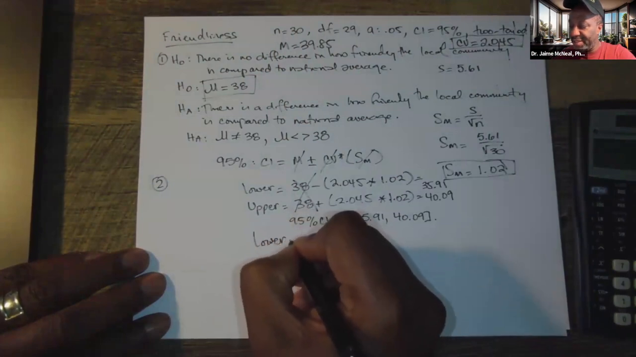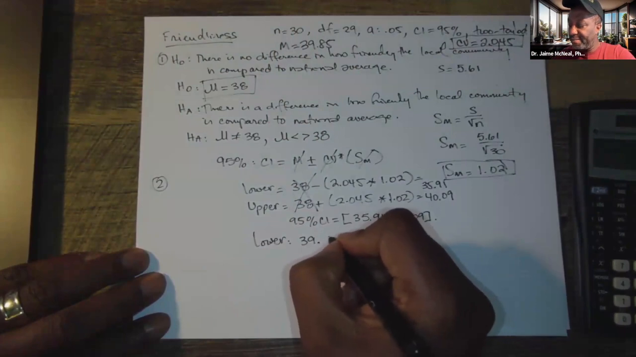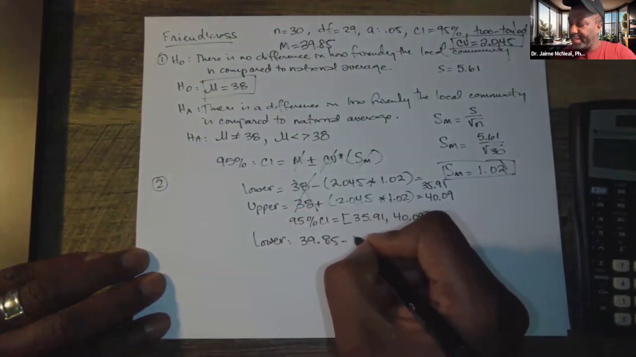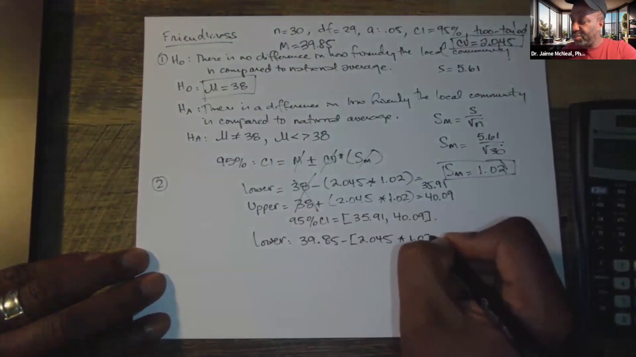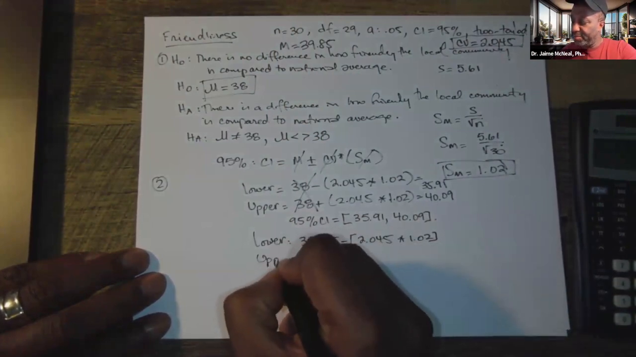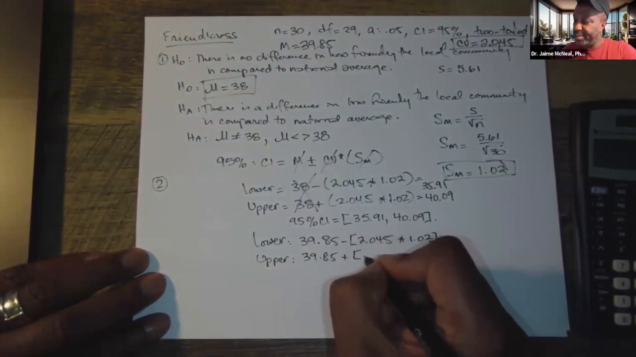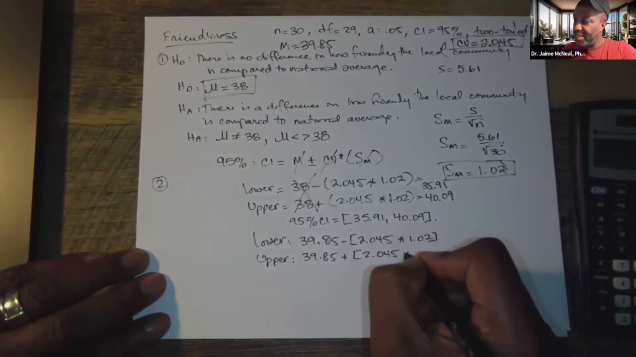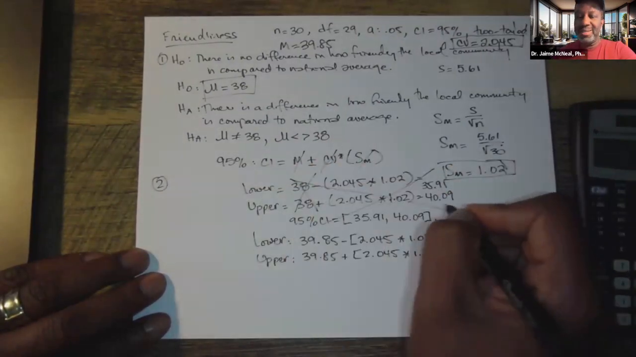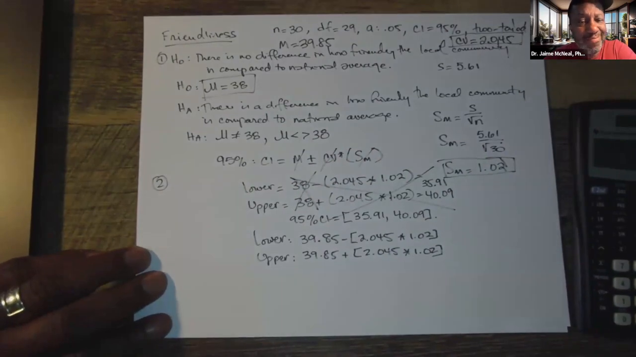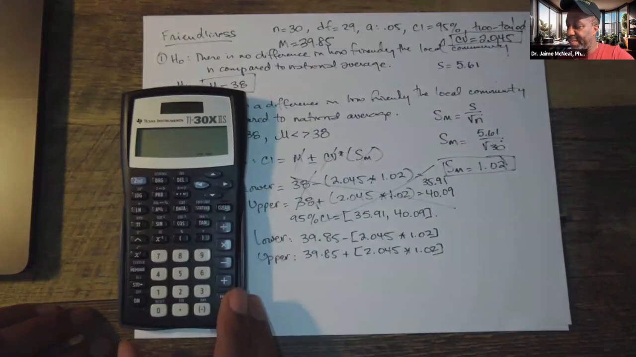Lower, we have everything we already need, but it's 39.85 minus 2.045 times 1.02, and the upper is 39.85 plus 2.045 times 1.02. See, I didn't make mistakes. I don't even try to hide them anymore. Okay, so you just run it again.